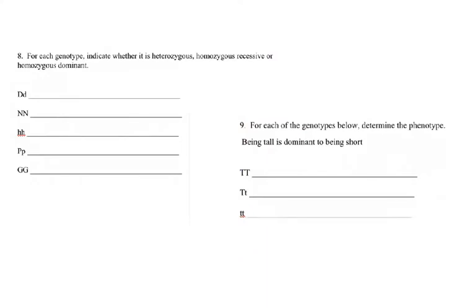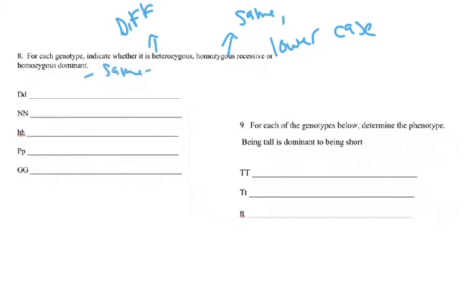All right, number 8. We just have to indicate whether something is heterozygous. Remember what heterozygous means? Different, which is one uppercase, one lowercase. Homozygous recessive means same. Since they're recessive, they're both lowercase. Homozygous dominant means same again, but they'd be both capitals.